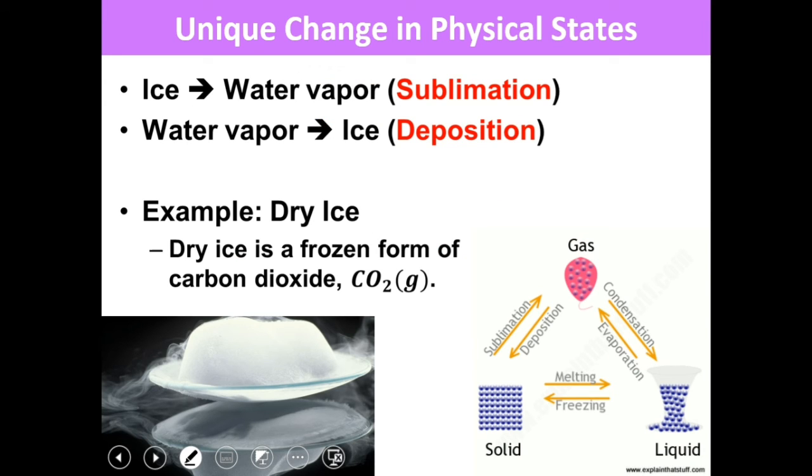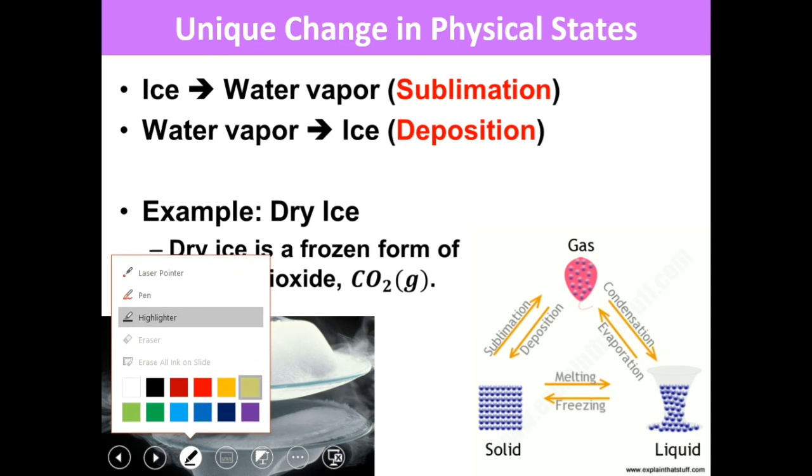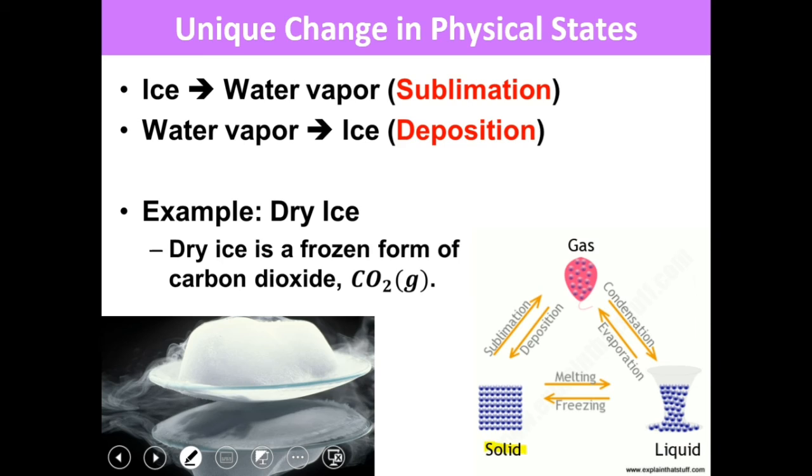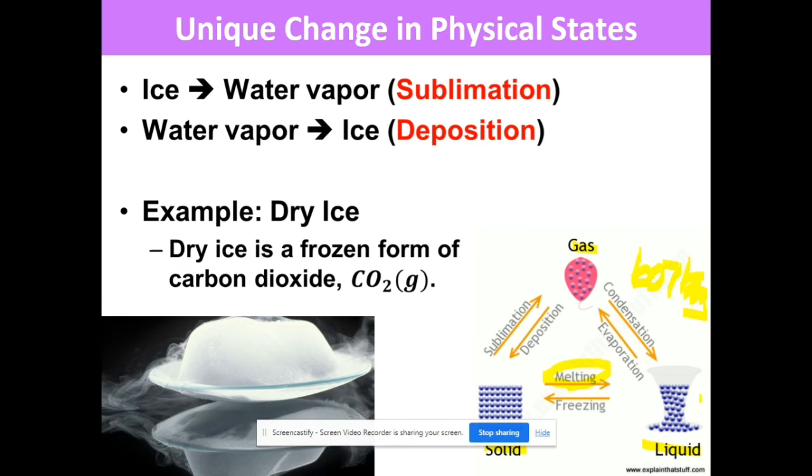There are some unique physical changes too. So far, what we went through is how solid turning into liquid depends on the melting point, and liquid turning into gas is done by a boiling point. But there are some that go solid to gas directly. So let's go through this unique example.